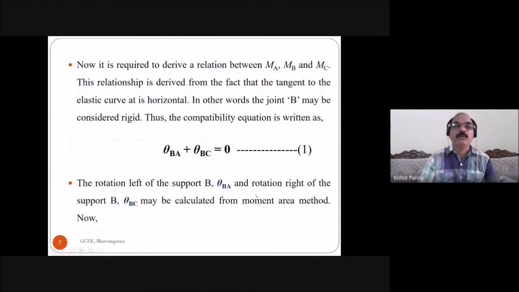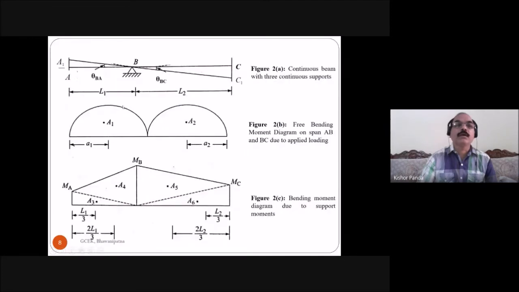The rotation to the right of the support B, theta BC, may be calculated from the moment area method. This theta BA and theta BC you have to calculate from the moment area method. You already know what the moment area method is. Here these are the two consecutive spans ABC, and this is the angle theta BA and theta BC. This is a continuous beam with three continuous supports.